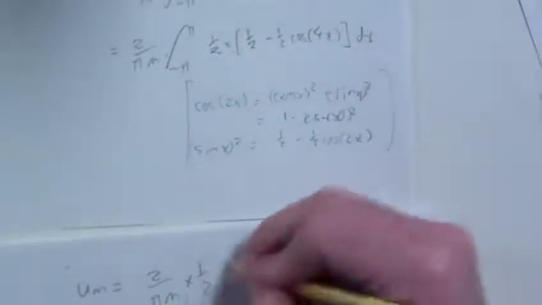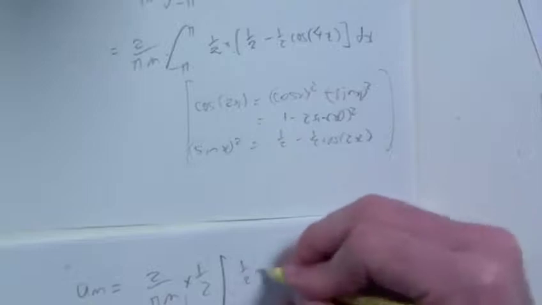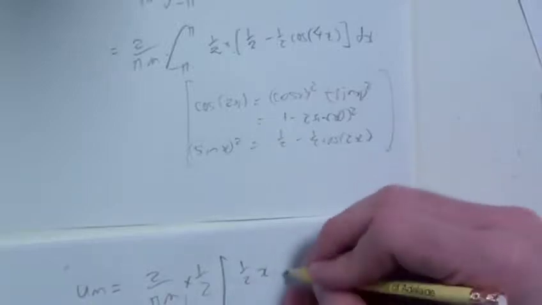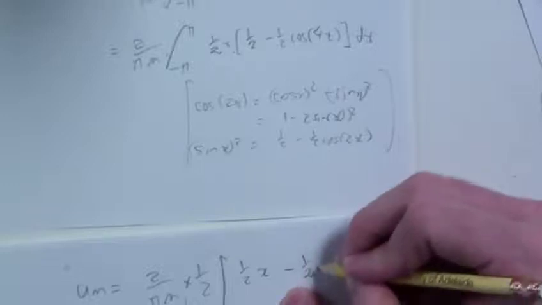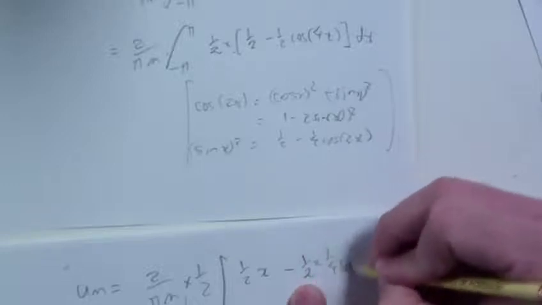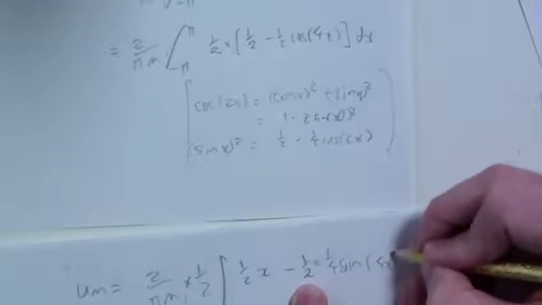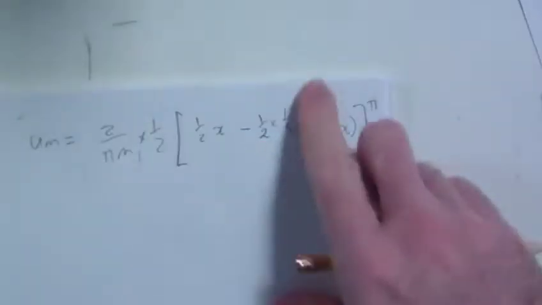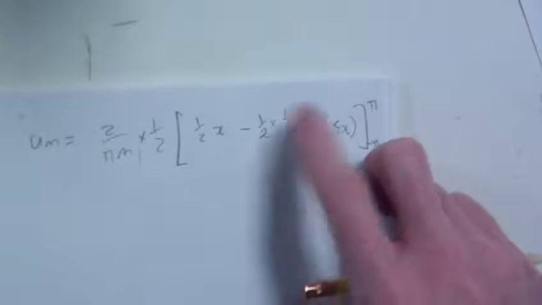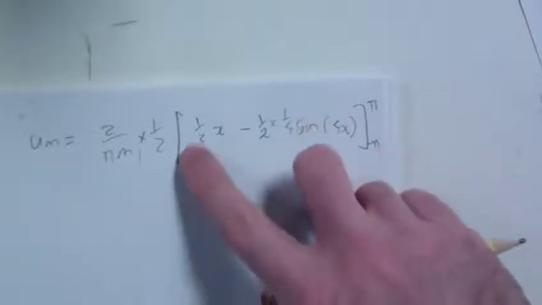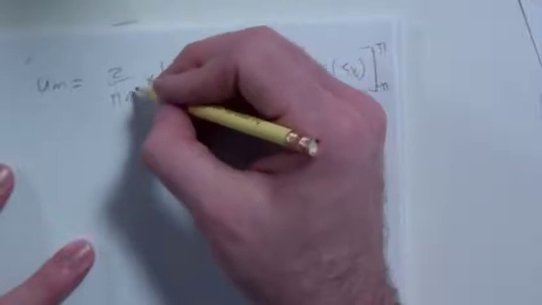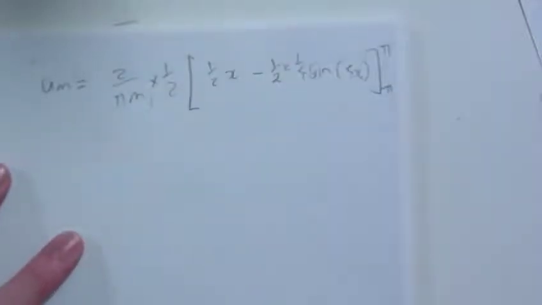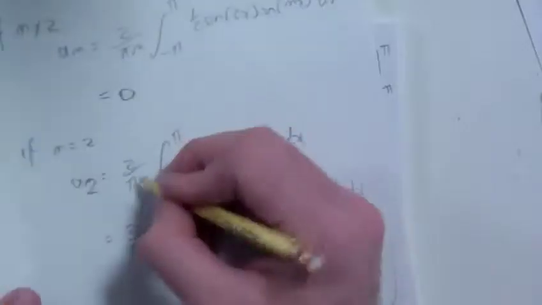I suppose that this half can come out the front, and we've got a half of x minus a half times a quarter of sine 4x, from minus pi to pi. But when I sub in pi and minus pi into this bit, it'll be 0 both times. So it's just going to be that bit. And so I'm going to get, and my m is 2, isn't it? My m is 2.